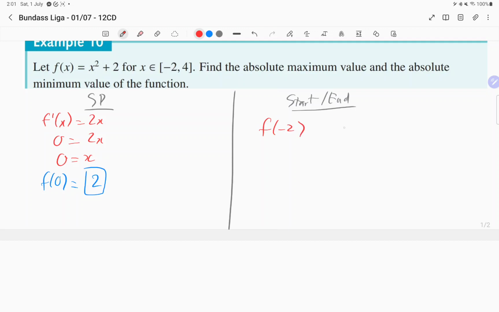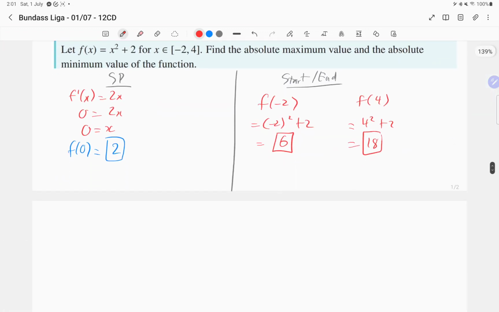So f of negative 2 and f of 4, the start and end point. Negative 2 would be negative 2 squared plus 2, which is 4 plus 2, that's 6. F of 4 would be 4 squared plus 2, which is 16 plus 2, that's 18.